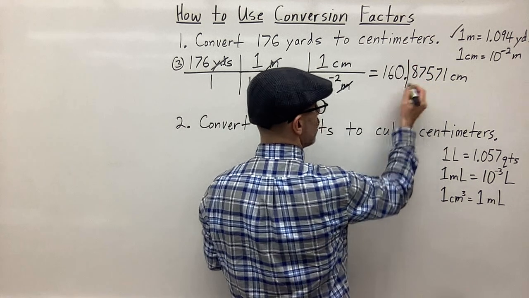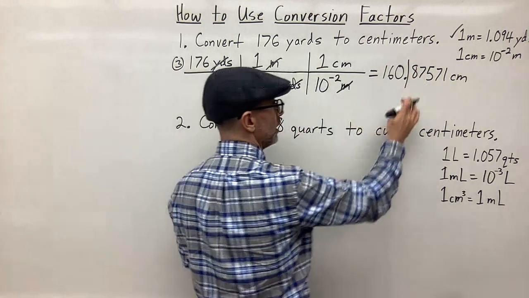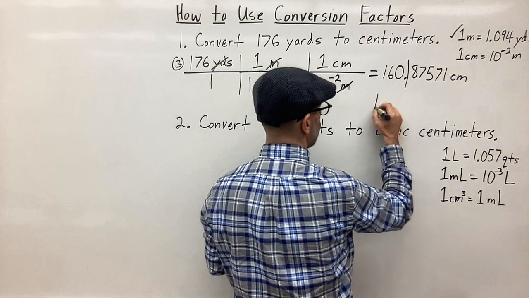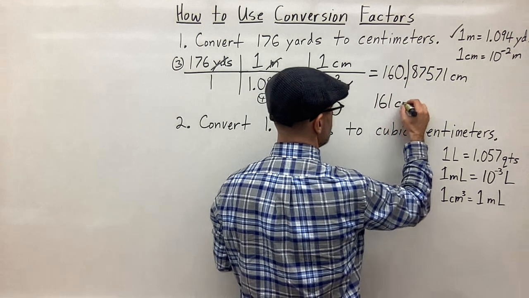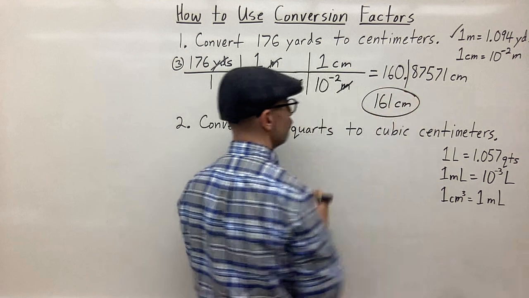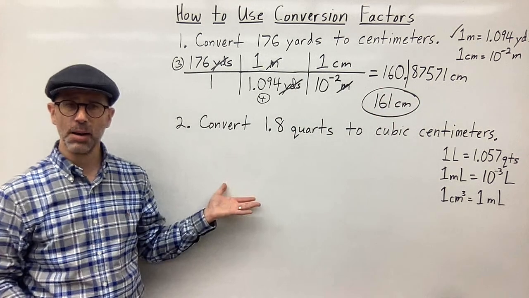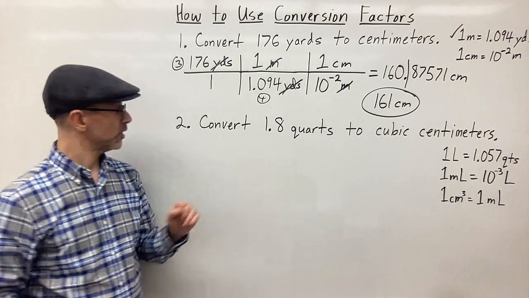This 8 here, remember, don't forget rounding. Since I have an 8, that means I round the 0 to a 1. So 161 centimeters would be my final answer. Okay, that's problem 1. Problem 2.